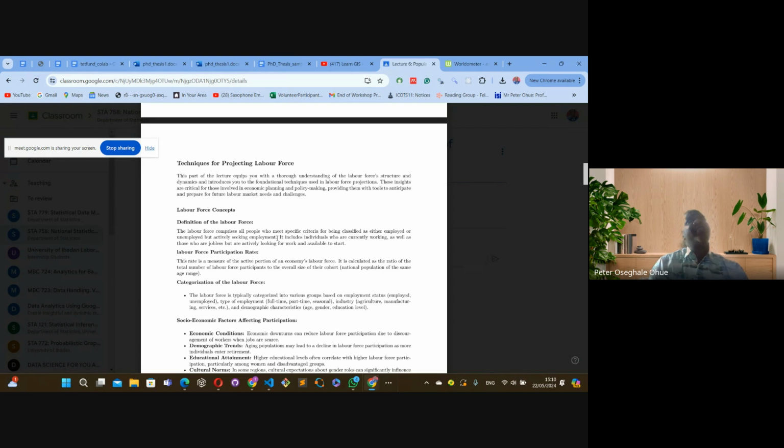So maybe in Nigeria, you say something between ages 18 and 60, something like that. If you are found in that bracket, you make up the labor force. In Israel, although they also have cultural biases, it could be only males and not females. But at the end of the day, this definition helps us very well by saying who meet specific criteria. This criteria might vary from country to country. So it includes individuals who are currently working, as well as those who are jobless, but are actively looking for work and available to start.